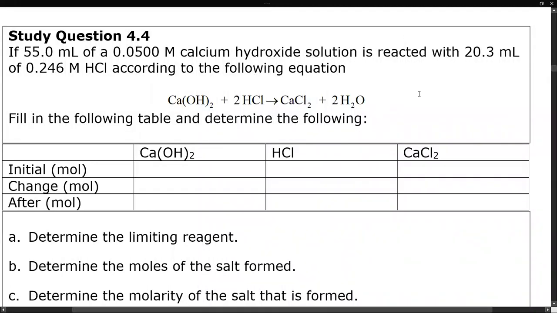All right, this problem uses the limiting reactant concept to figure out how much product would form and what's the limiting reactant, how much is left. So we're going to use calcium hydroxide plus 2 HCl forming calcium chloride and 2 waters. And we're going to have a chart that we're going to fill in that's in moles for the calcium hydroxide, the HCl, and the calcium chloride. We won't worry about water because the concentration of water in the aqueous solution is somewhat of a moot point.